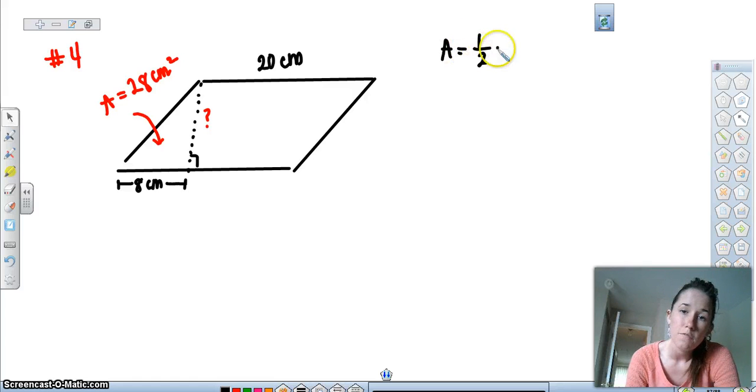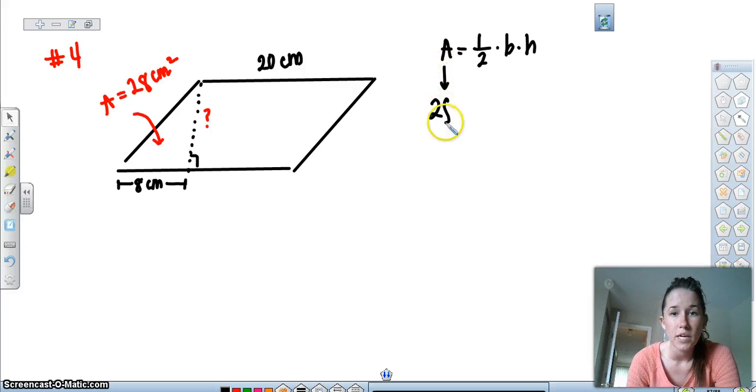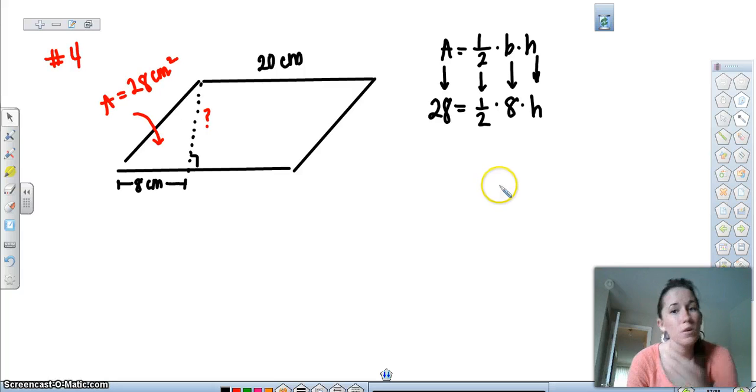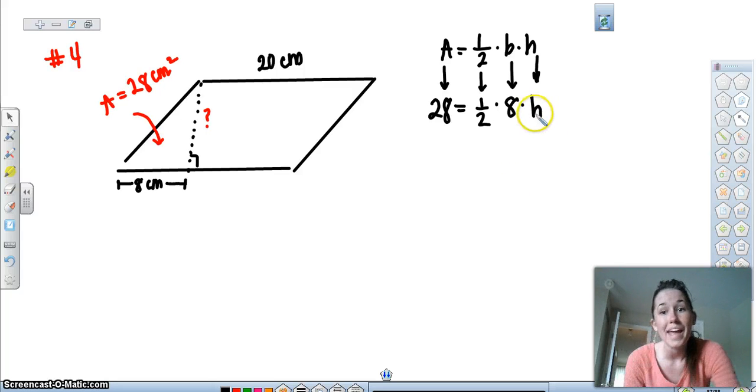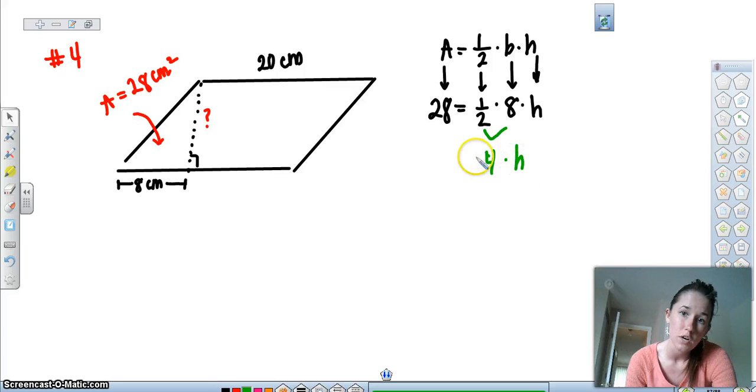The area formula for any triangle is 1/2 times base times height. We already know the area is 28. We know we need to use 1/2, and we know the base of the triangle is 8. So we don't know the height. That's the part we're supposed to find. That's part of the question. So we'll just put H there because we don't know the height. Now we can multiply these together. 1/2 times 8, or 1/2 of 8, that's just 4.